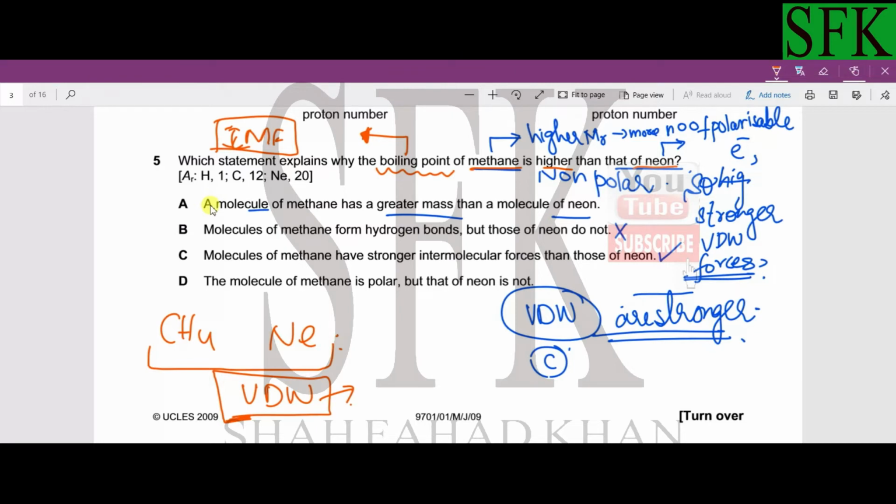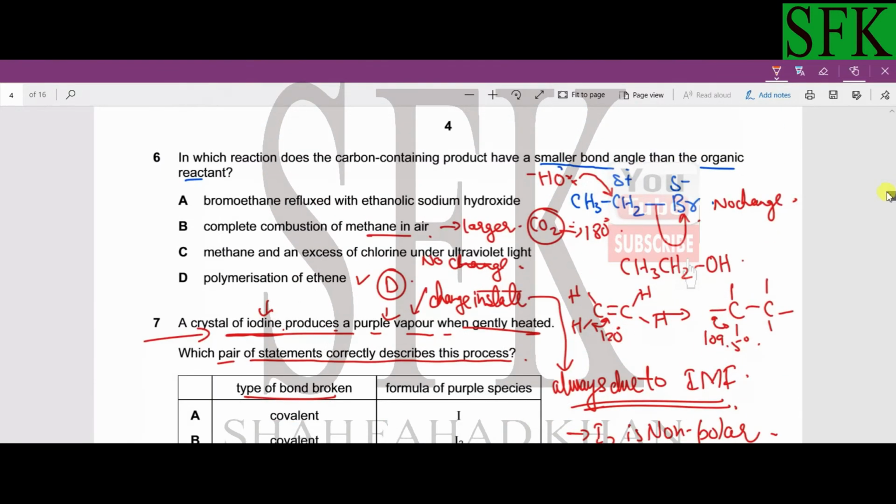So now let's check out the answer options. A: a molecule of methane has a greater mass. Okay, this can be a possible answer. Now, molecules of methane form hydrogen bonds, but those of neon do not. No, methane does not form hydrogen bonds. C: molecules of methane have stronger intermolecular forces than those of neon. Yes, definitely, this is the correct answer. They have directly talked about the intermolecular forces. Although A could have been an answer, it's indirect. It's just talking about the mass. And over here in option C, they are directly talking about the intermolecular forces. So yeah, C is the best option. A molecule of methane is polar? No, not at all. It's non-polar. Okay, question number 6.